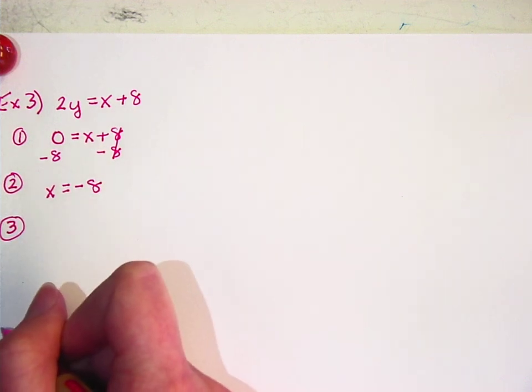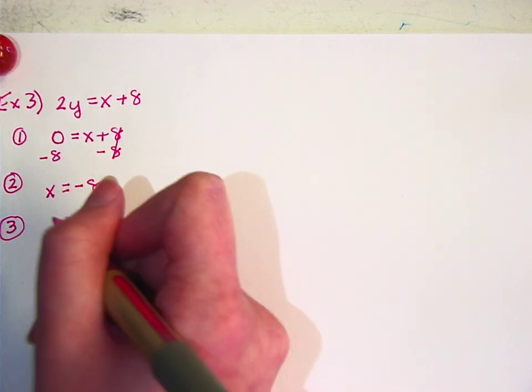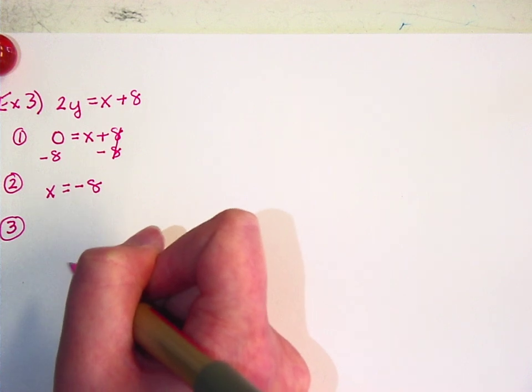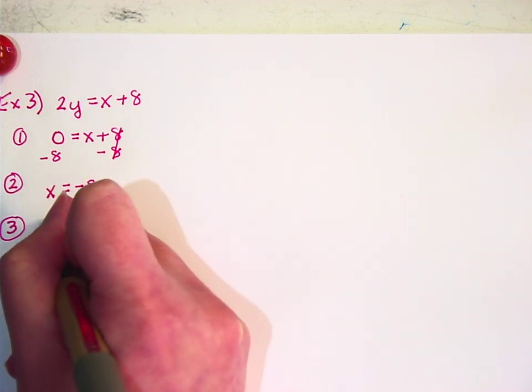Okay, the third step is to write it as a point, right? So somebody tell me what this would look like as a point. Zach? Yes, it would.